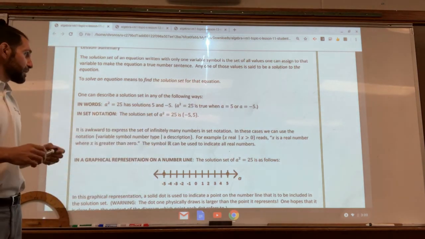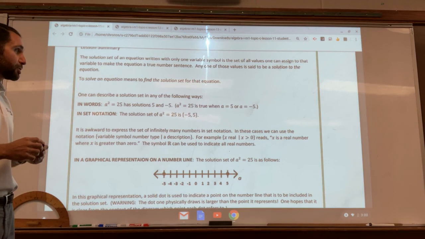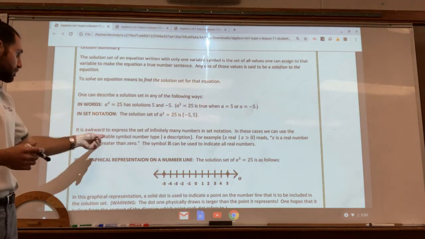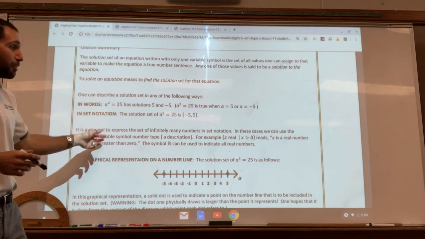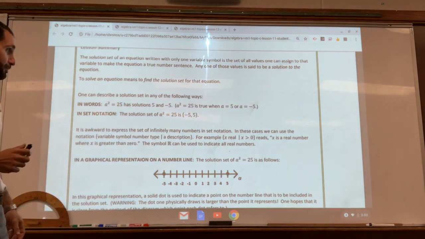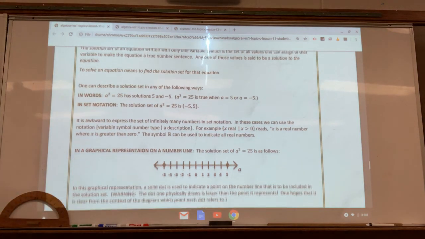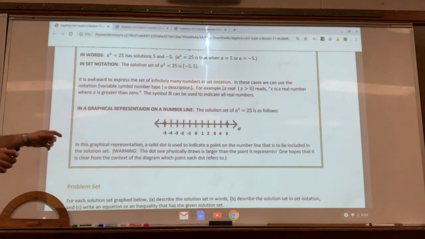It is awkward to express the set of infinitely many numbers in set notation. On these occasions, we can use the variable symbol, number type, and a description. So still set notation, but it's talking about more than one number. So here's how we're writing it on a number line. And in this graphical representation, a solid dot is used to indicate a point to be included. If it's not included, it should be an open circle.